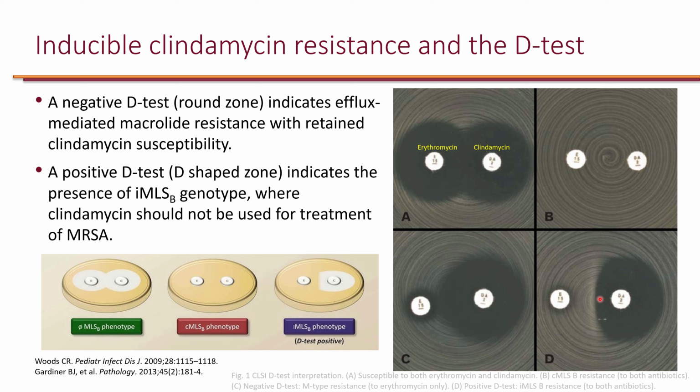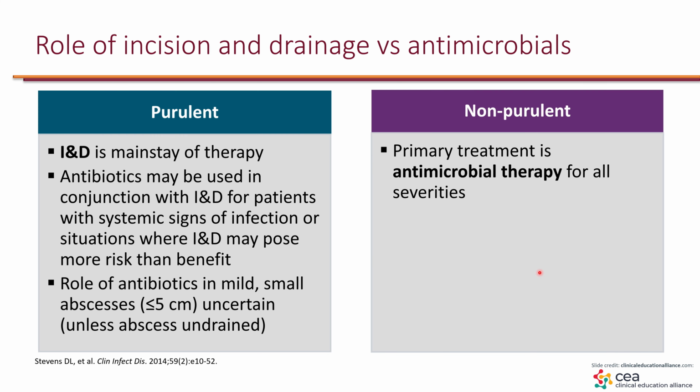So panel D is D-test positive and panel C is D-test negative, which means that if you have D-test negative, it's okay to use clindamycin clinically. When you have D-test positive, it's recommended not to use clindamycin because it's possible that once the patient starts receiving clindamycin, halfway through the treatment, there may be enough induction to cause resistance to clindamycin, leading to treatment failure.